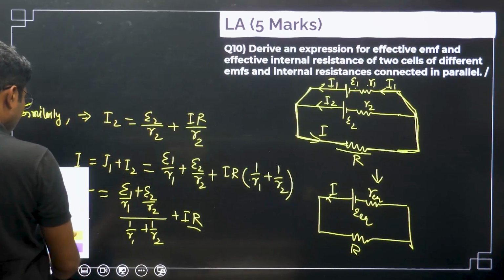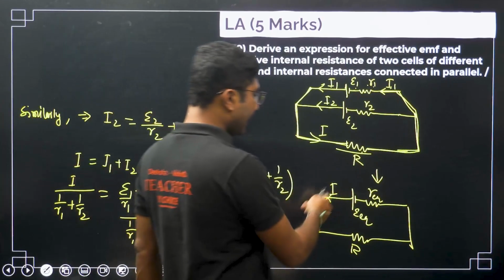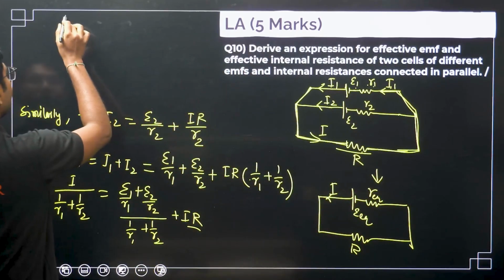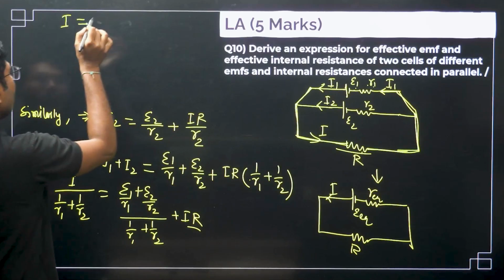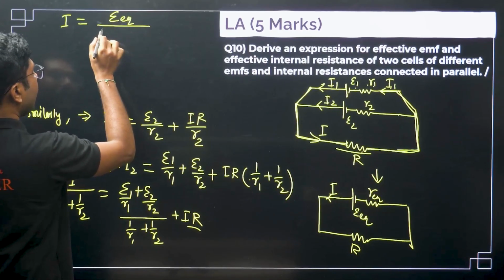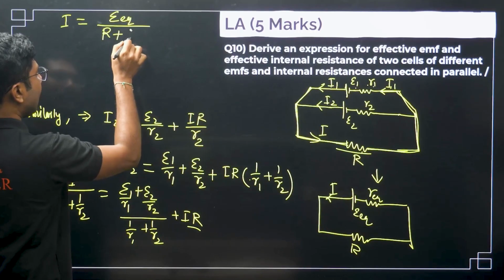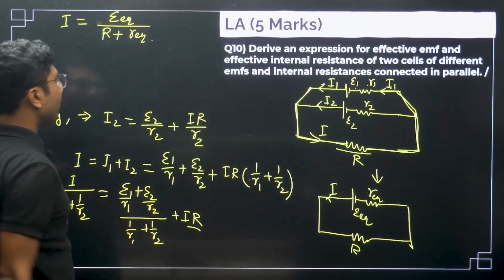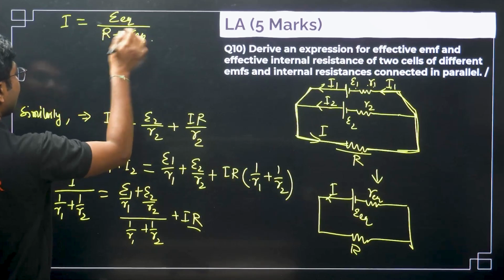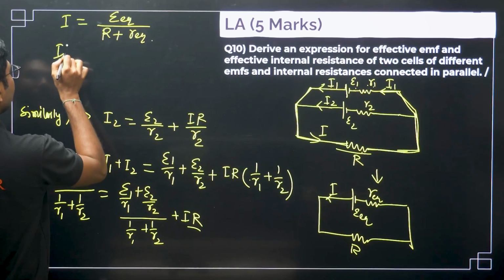So if you consider the equivalent circuit, I is the total current and R equivalent is the resistance. From there we will calculate again I equals epsilon equivalent divided by R plus R equivalent. Now we will do the cross multiplication, and we will get IR.